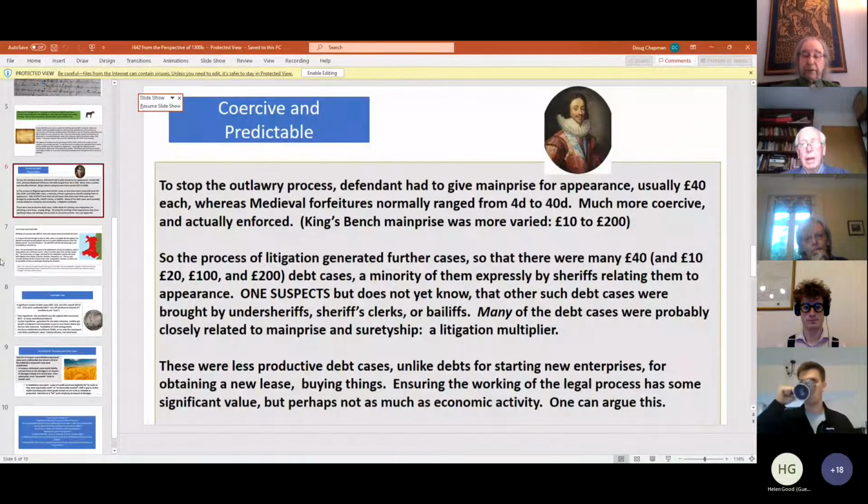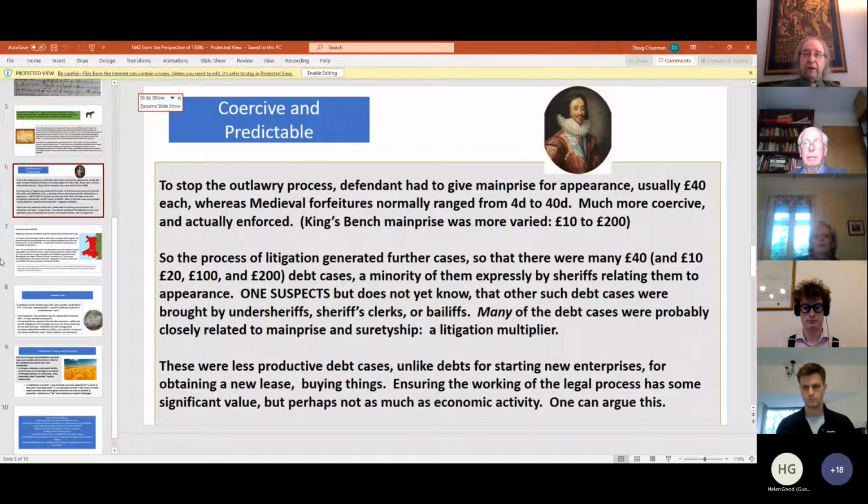The performance bonds for appearance that I've seen for Common Pleas are standardly 40 pounds. King's Bench is more varied. You get 10, 20, 100, and 200 pound performance bonds there. But the severity of the process and predictability of the process is basically the same. But note that because of the proliferation of the performance bonds for appearance, this process is a litigation multiplier.